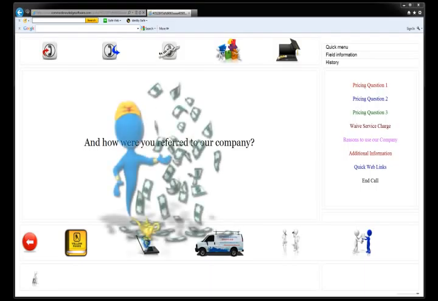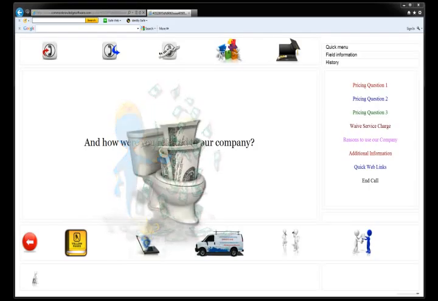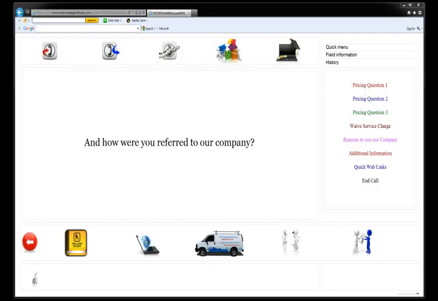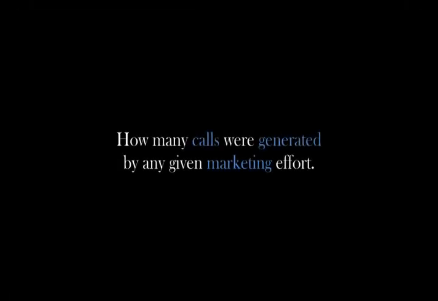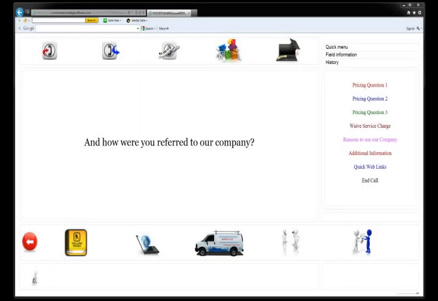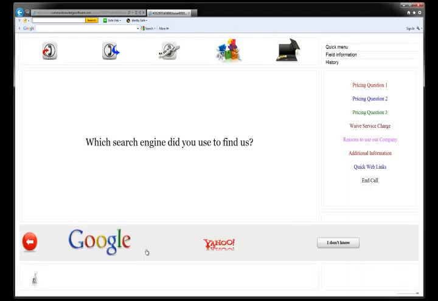Knowing how much these marketing efforts are generating, or even perhaps how little, is essential knowledge to have, especially around renewal time. CKS asks that question and will then let you know not only the number of calls any one marketing effort generated, but more importantly, how many of those calls were actually booked. All of this with a few clicks of the mouse. And how were you referred to our company? Which search engine did you use to find us?